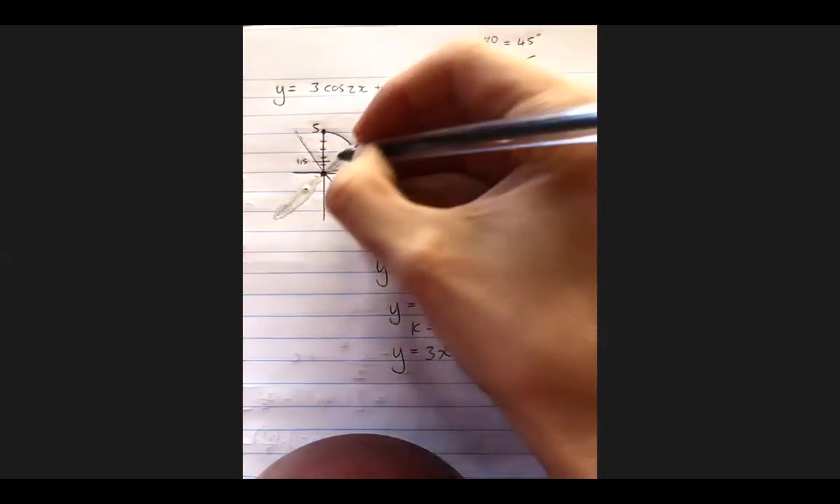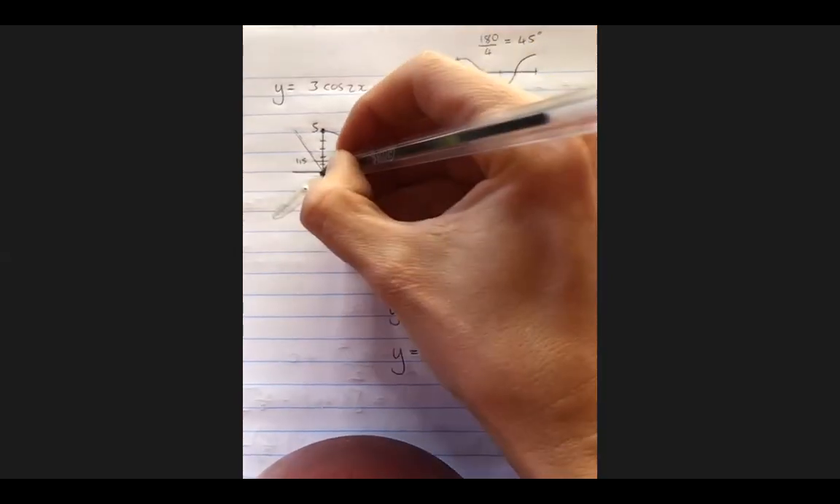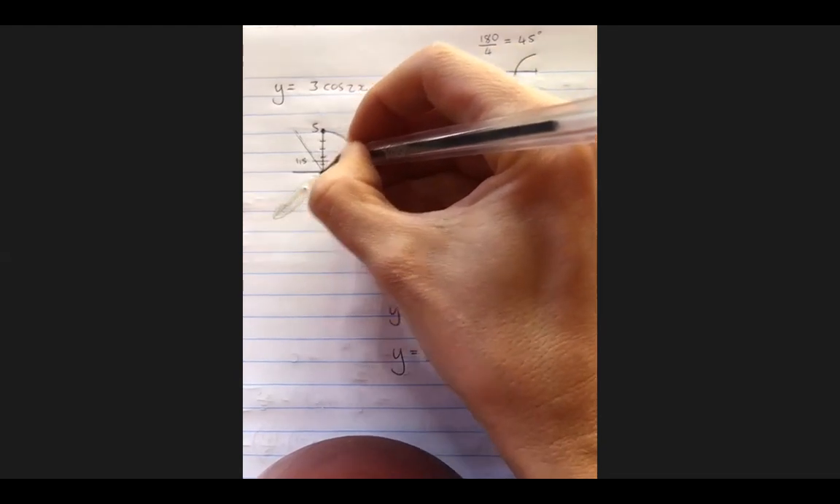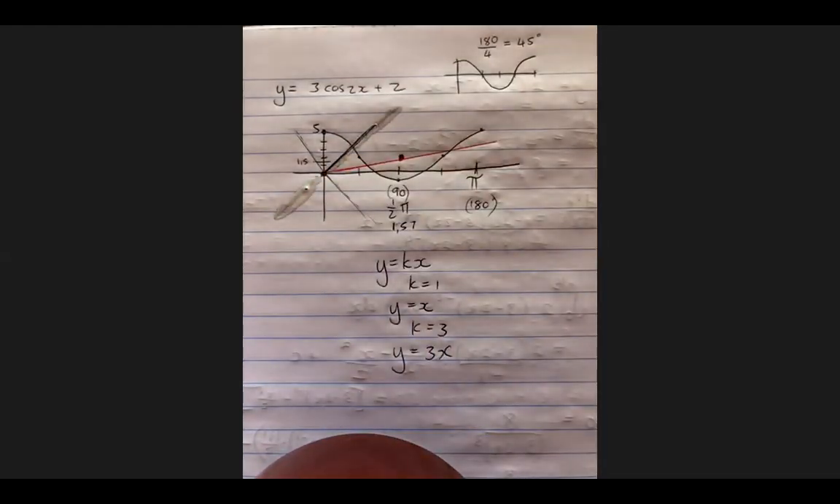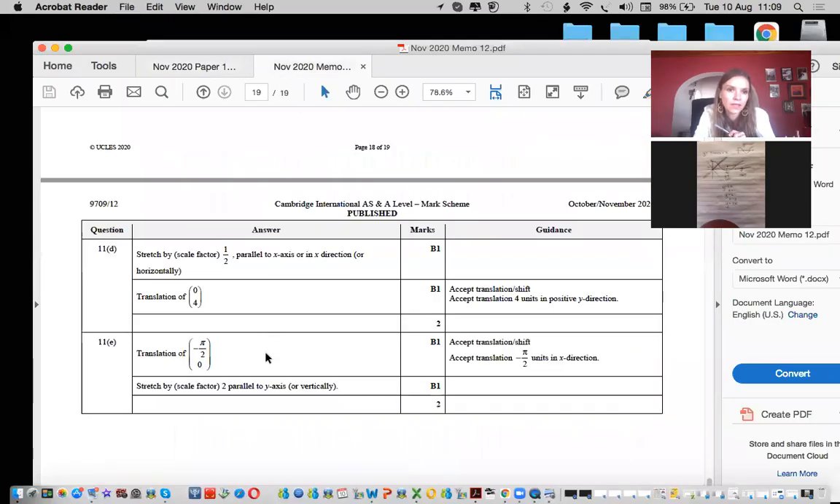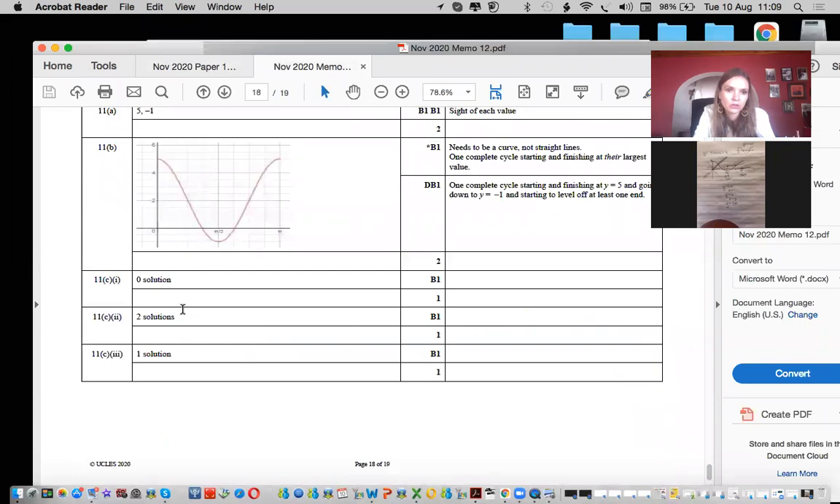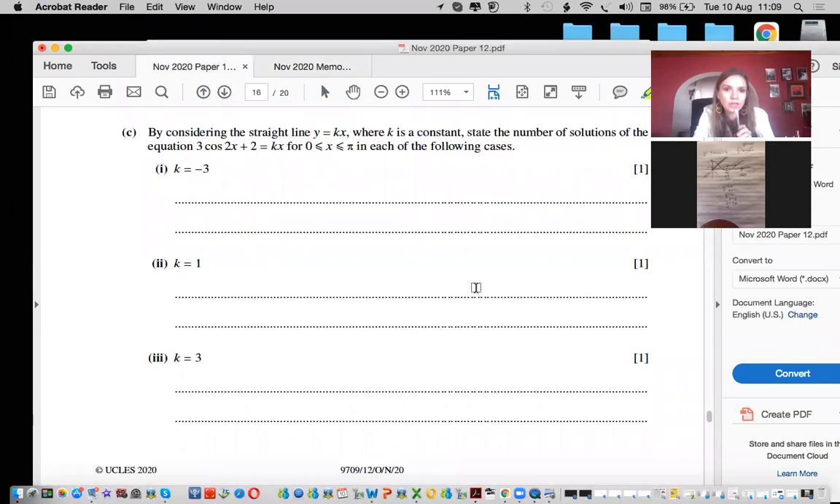But I'm predicting that it will probably look like this. It will be quite steep. And then you can just say, how many times do you intersect? How many solutions? 1 solution. Don't spend too much time on something that's 1 mark only. They even say here on the memo, 0 to 1. No method mark. All right, we're almost there.